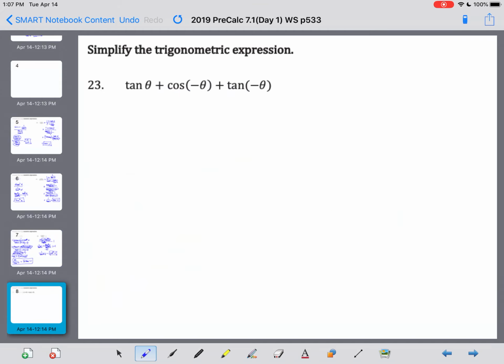Alrighty. Last one here. Key thing here is that the cosine of negative theta is the same as the cosine of positive theta. And the tangent of negative theta gives me minus tangent of theta. So this cancels this, and so we get cosine theta. Final answer.